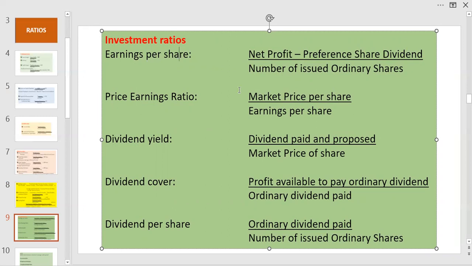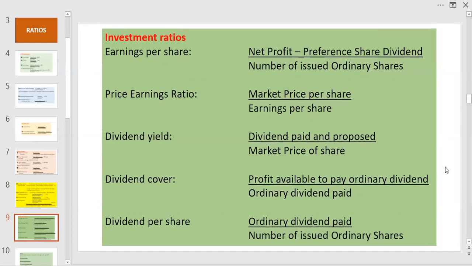Earnings per share is net profit minus preference dividend divided by number of issued shares. Next, the price-earnings ratio is market price per share divided by earnings per share, which we worked out previously. This may indicate how many years it might take to recover the investment by way of dividends. Next is dividend yield ratio: dividend paid and proposed divided by market price per share. Originally this will give dividend as a percentage of issued share capital.